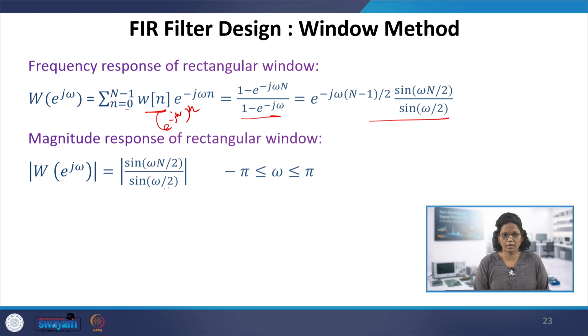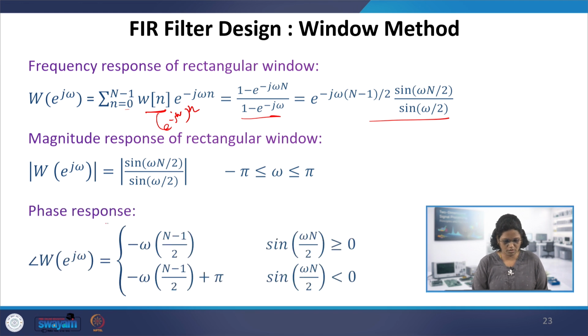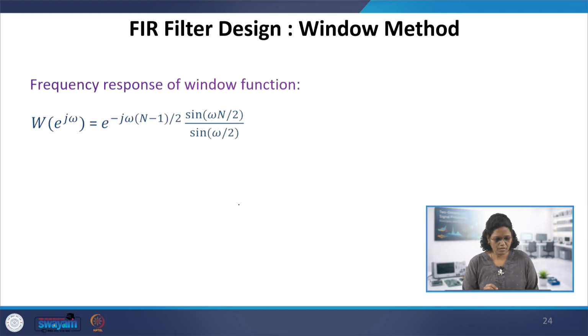sine of omega N by 2 and sine omega by 2, for omega varying from minus pi to plus pi. So, the phase response depends on whether sine of omega N by 2 is greater than or equal to 0 or less than 0. So, this is the window phase response. So, this is the response of the rectangular window function. So, the frequency response of the window function is this.